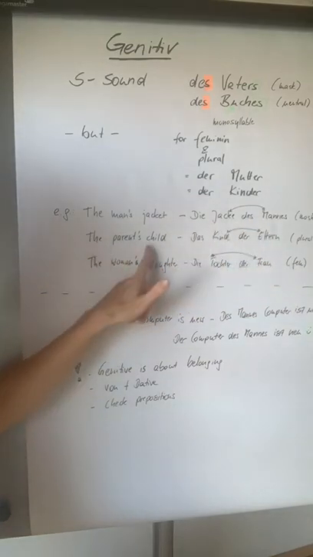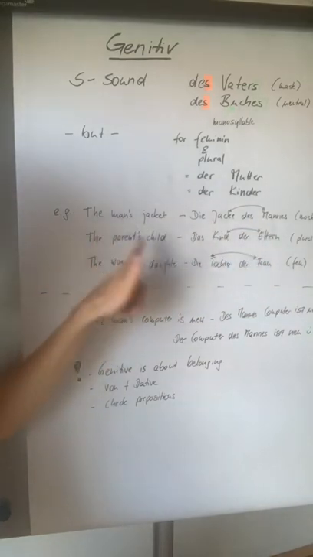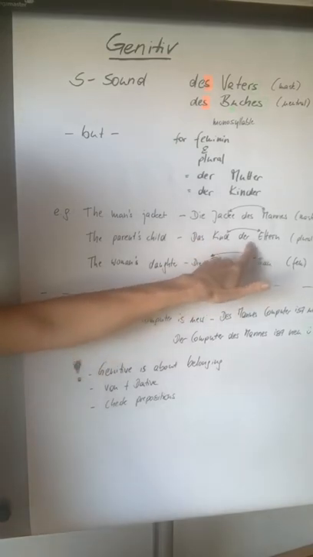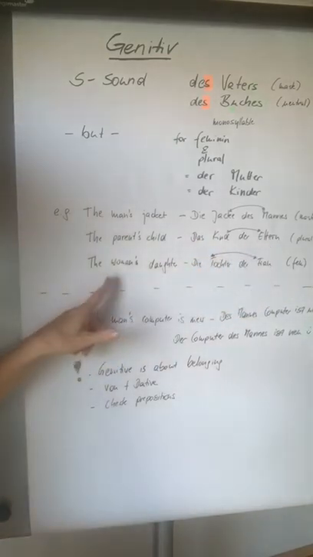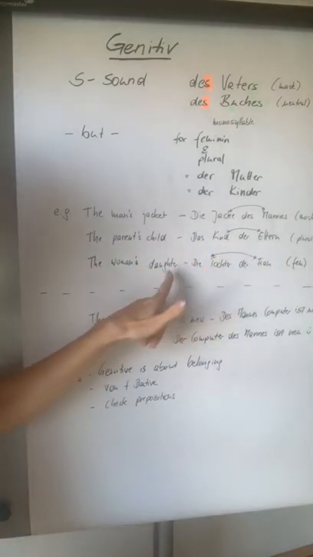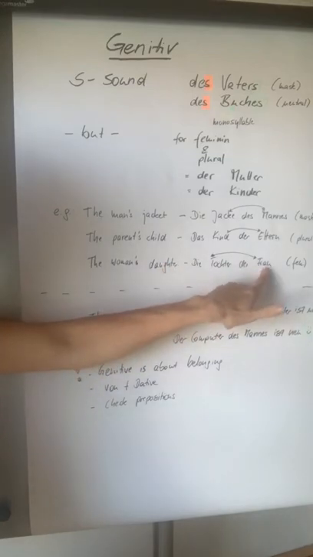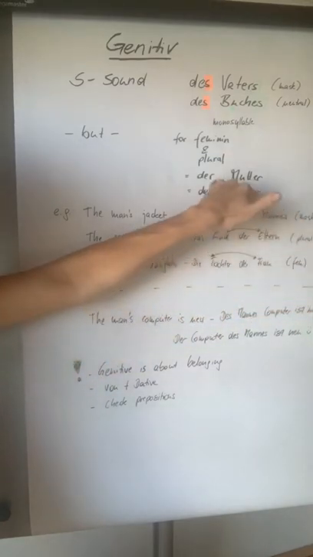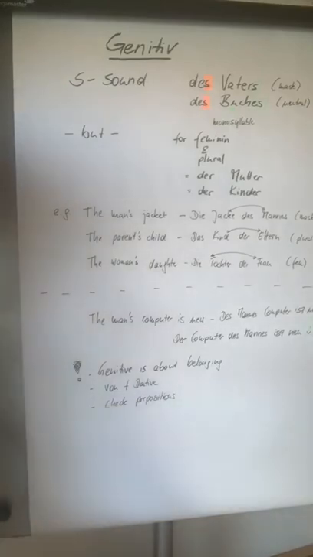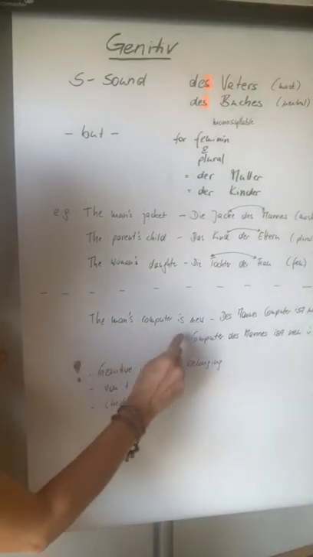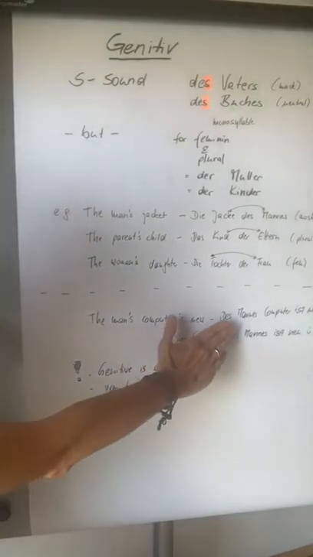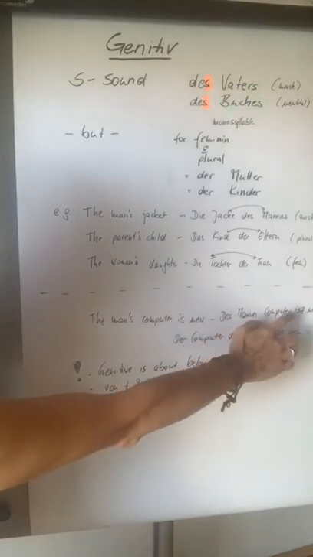So also for the parent's child, so we put the child in the front, das Kind der Eltern. The woman's daughter, die Tochter der Frau, for the feminine. Yeah. So you could say the man's computer is new. So you could say des Mannes Computer ist neu.